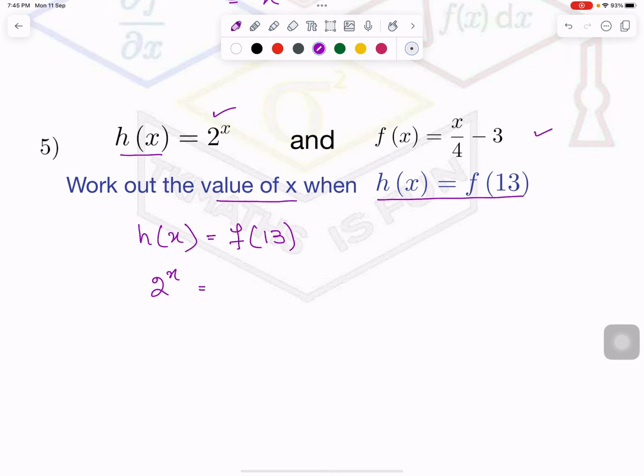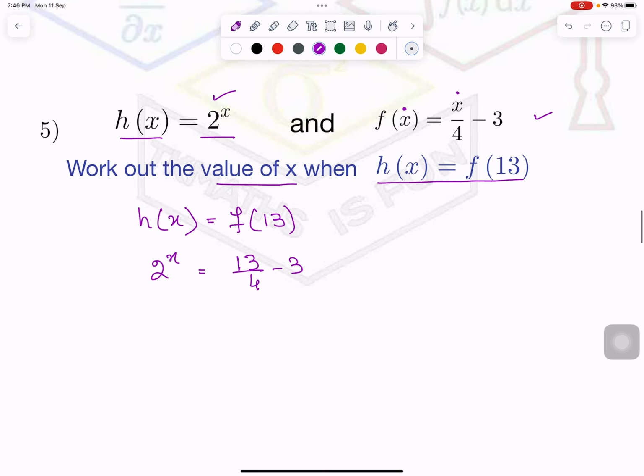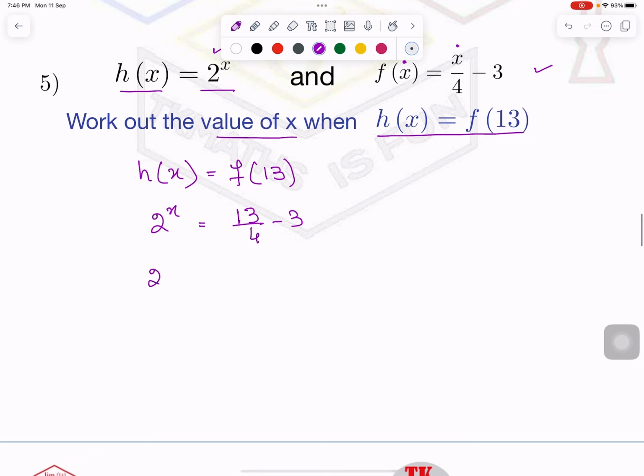In place of it, I will write down the function. You can see from here, h of x is equal to 2 power x. And now f of x is given here. So f of 13 means here 13 will come. Agreed? So it will be 13 upon 4 minus 3. So now I will simplify the right hand side. So it is 2 power x as it is.